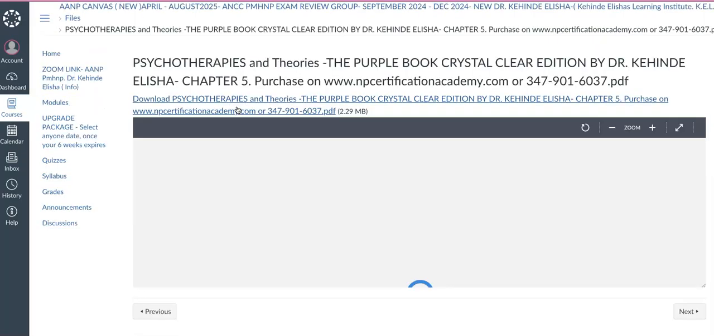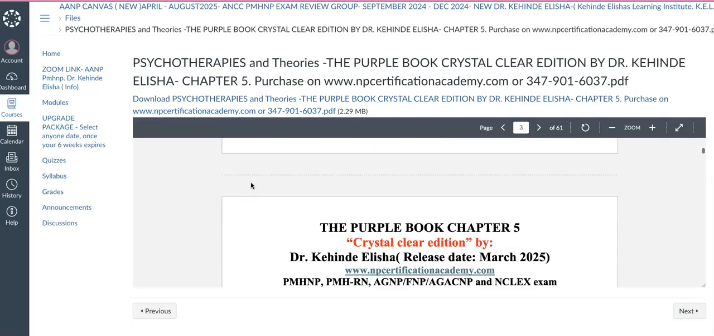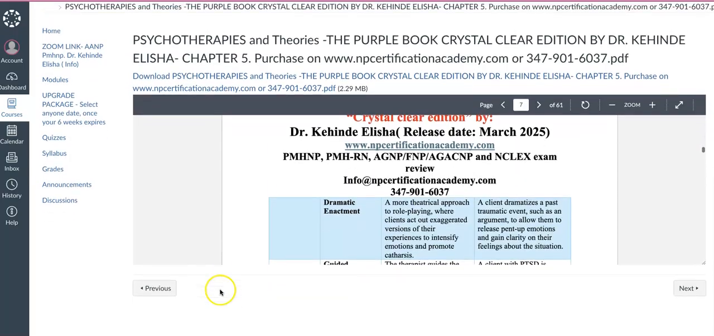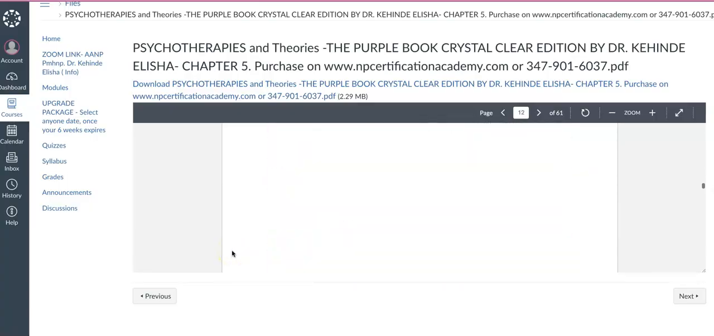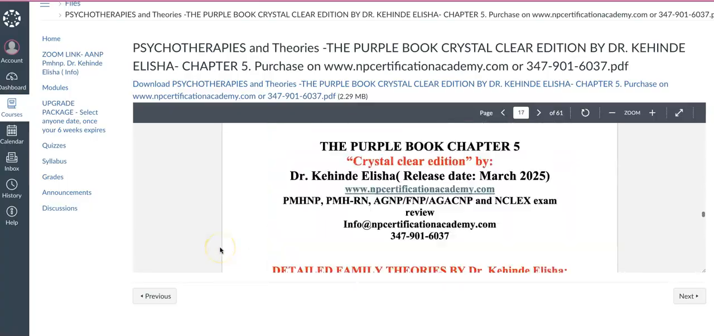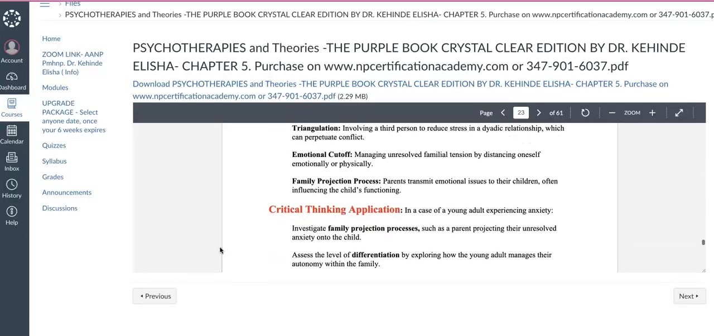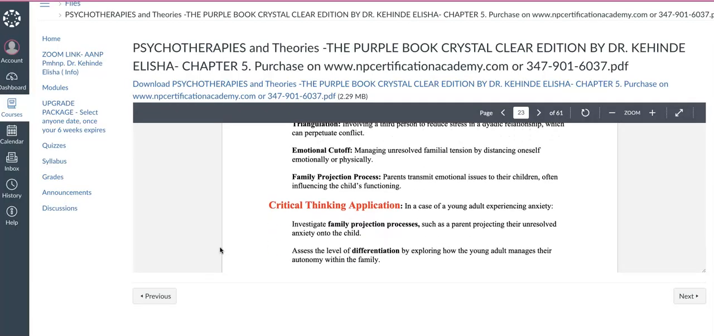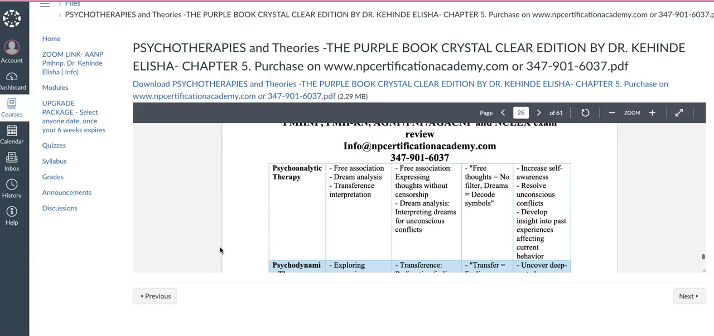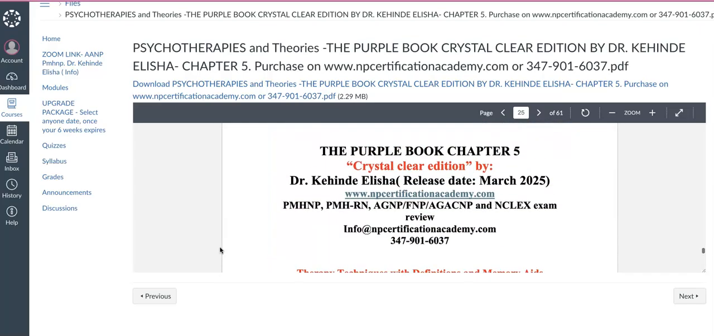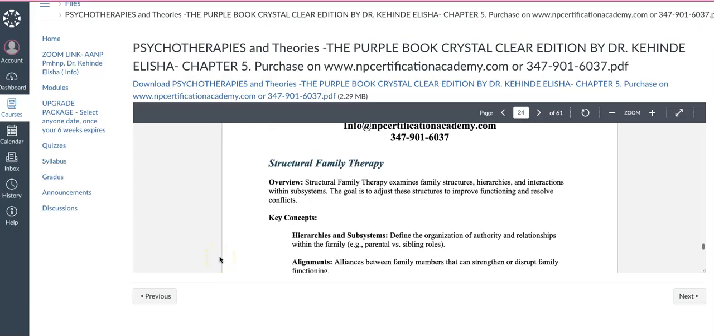Psychotherapies and theories is right here. That's my book, pretty much. Ensure that you come here and read this book. If you don't feel like reading it, you go all the way to the back. You're going to find the multiple choice questions and enjoy your therapy. But content is key. Content is key.